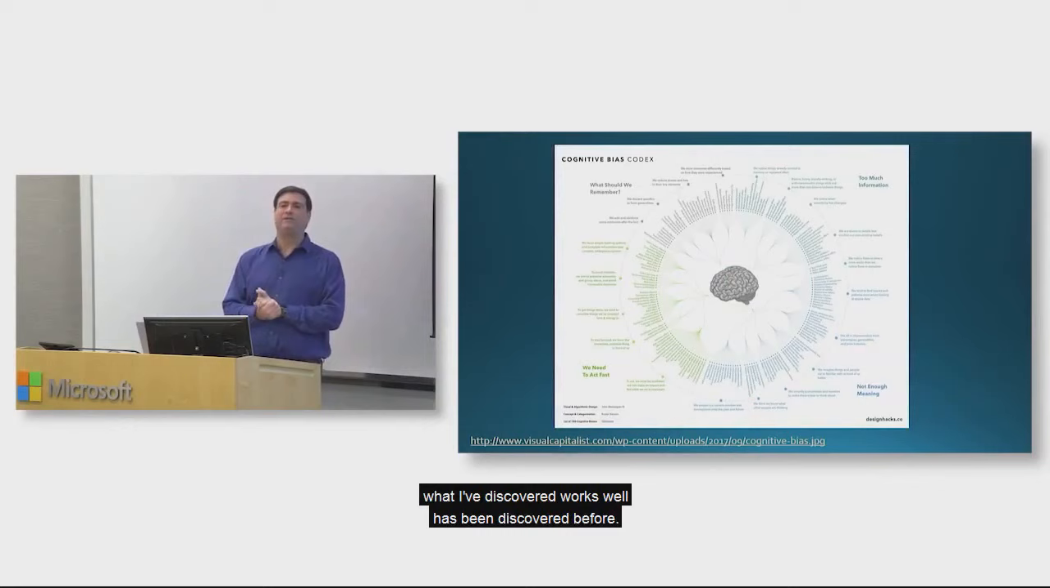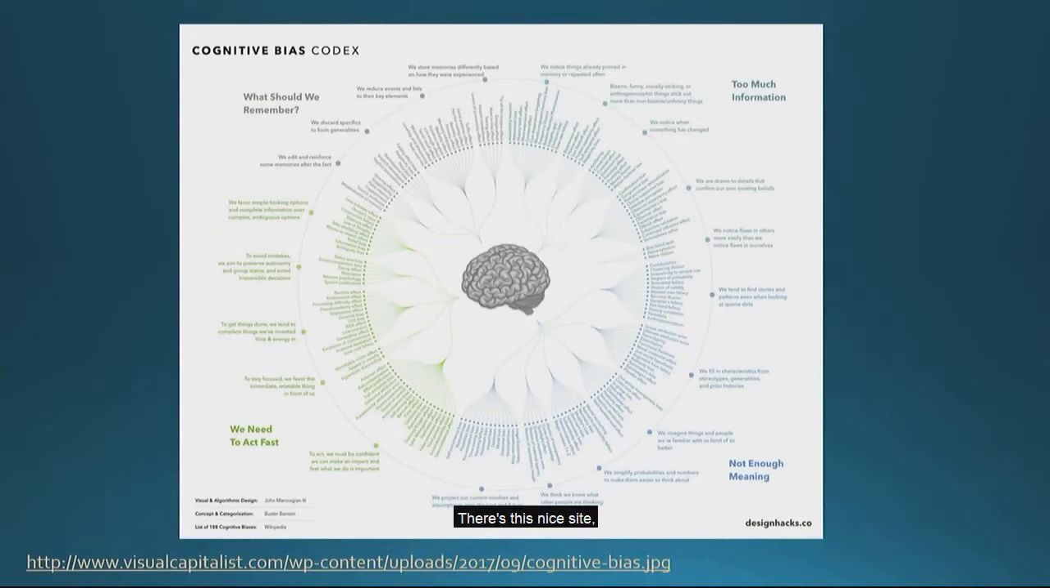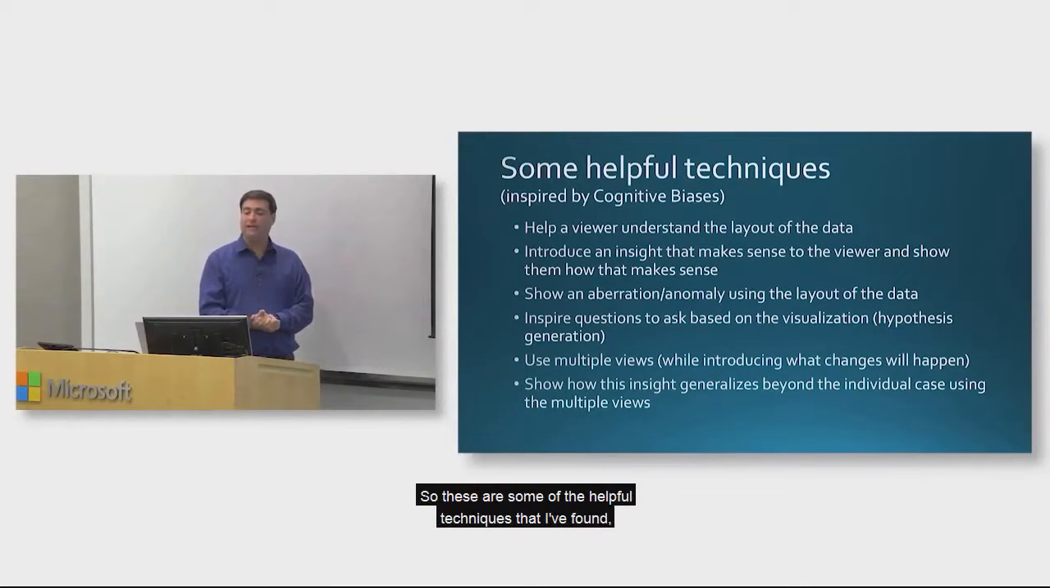And there's this nice site, a map of... This is something called the cognitive bias codex. I'm not going to go into all of this information here, but you can see that there's some areas that I kind of unconsciously addressed by doing these stories about things, having too much information or giving more meaning to the things. So these are some of the helpful techniques that I found that I used that you might not even realize.